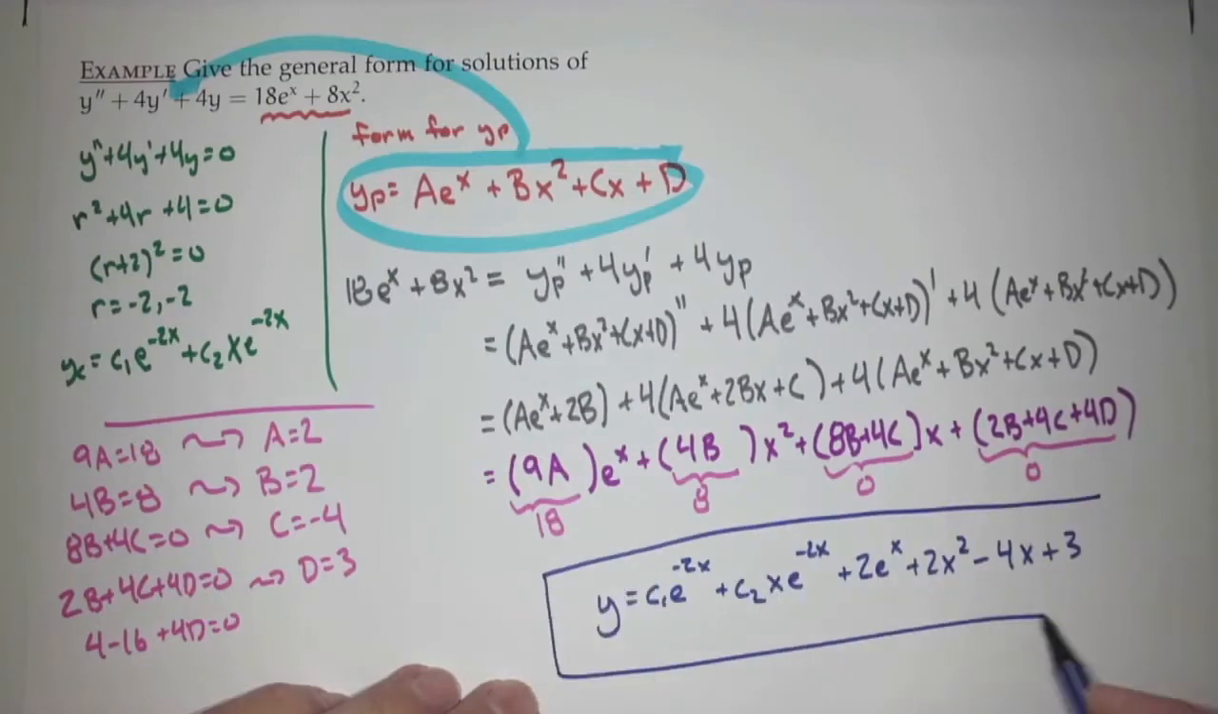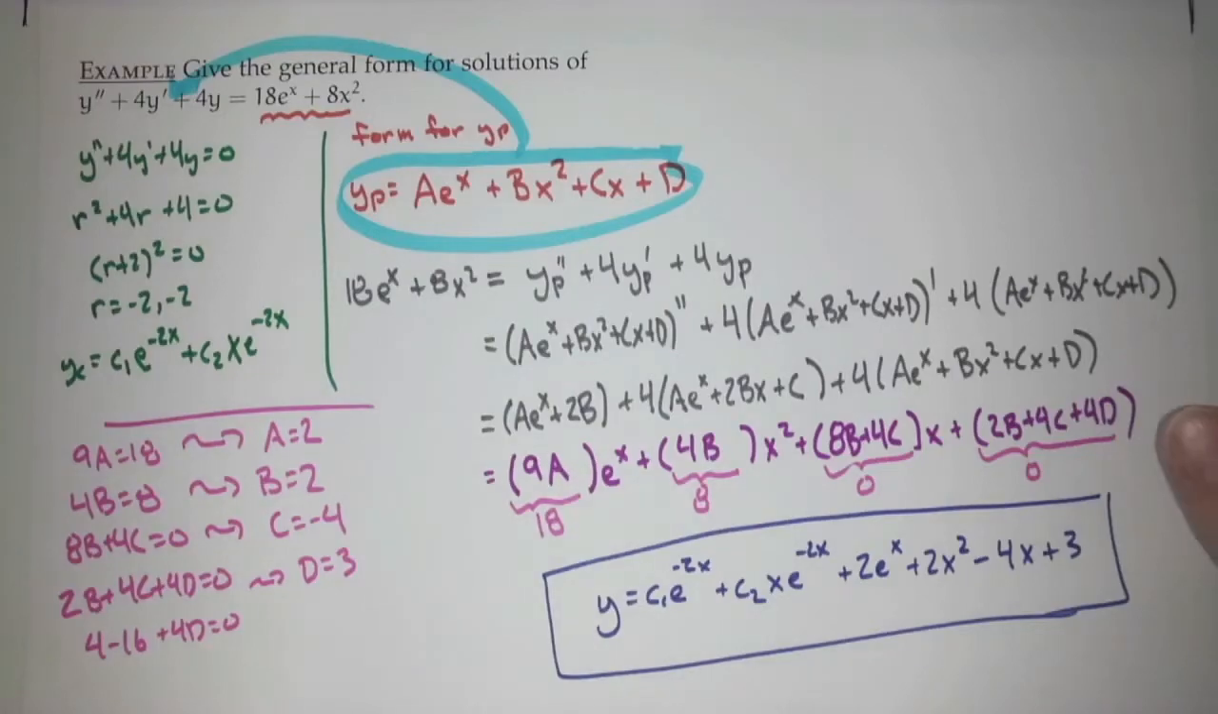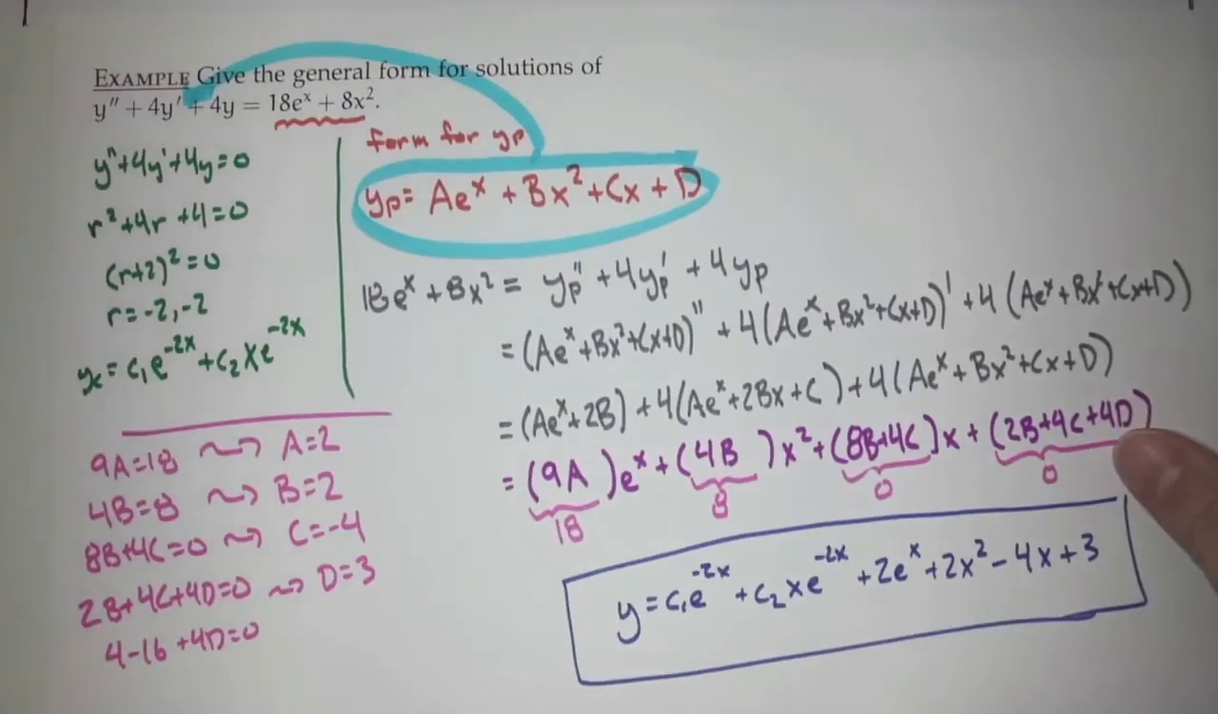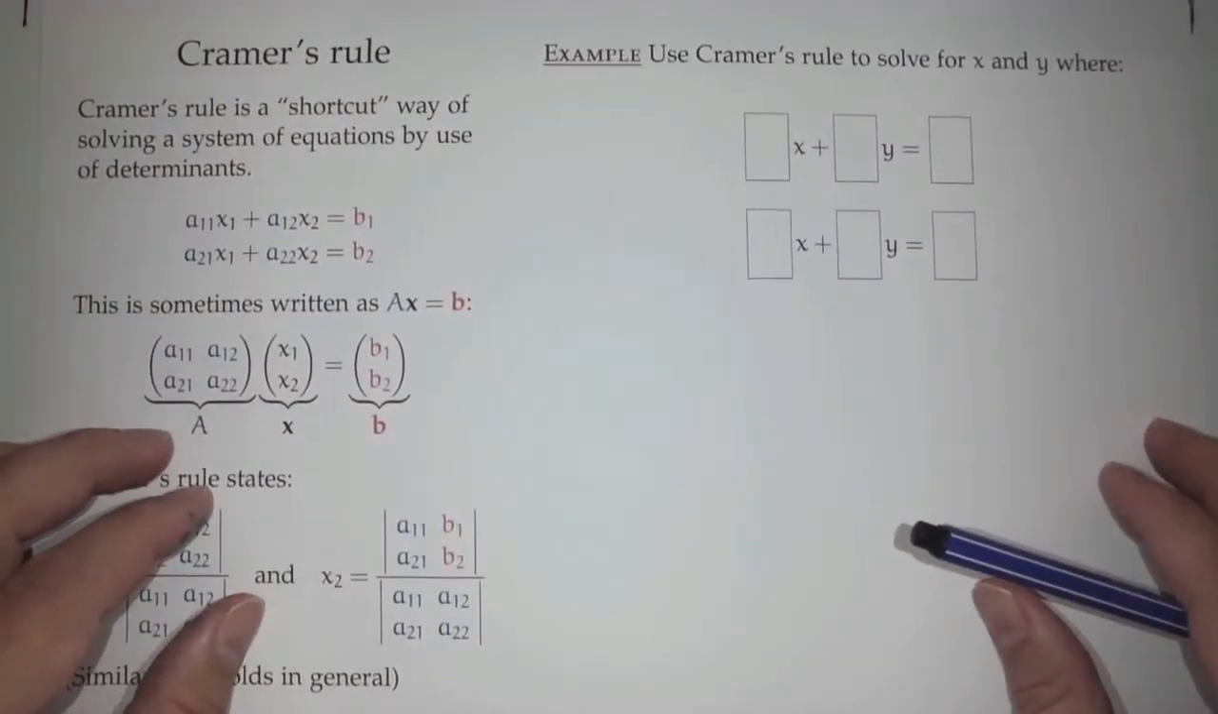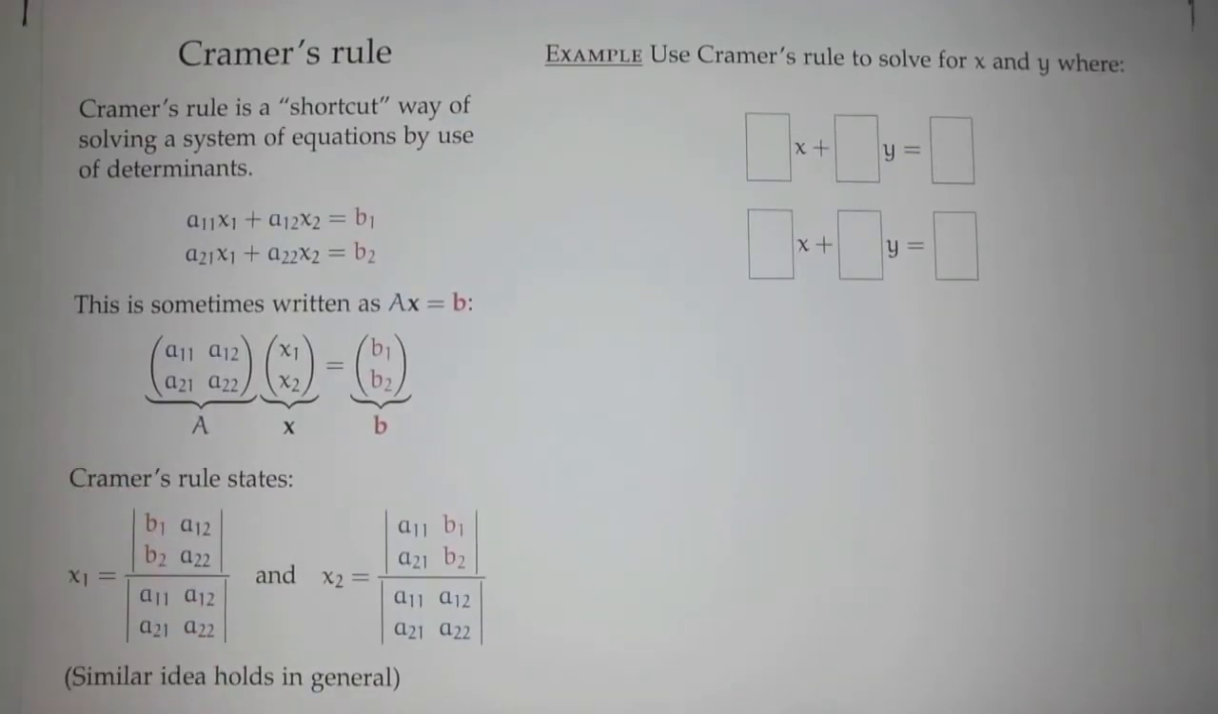And we're good. That's it. We have our answer. All right, well, that's the end of the method of undetermined coefficients. So we now transition to our next topic. And we start with a little throwback, back to your algebra days. We're going to talk about Cramer's rule.